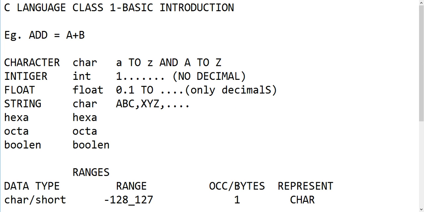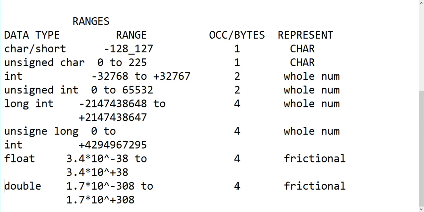Now, when we talk about C language, there are some data types. The first is character, denoted by char. It can represent any character between A to Z. Second is integer, denoted by int. Only whole numbers, no decimal numbers. Float, only decimal numbers. String is a special type of character which we will discuss later in the lectures. Then, I gave some ranges for the data types, what each occupies, what it represents, and its range. Just go through it.